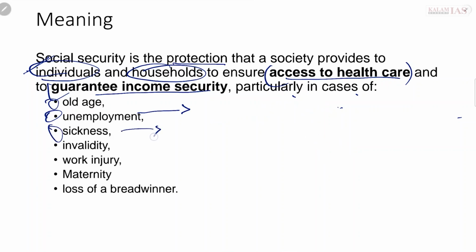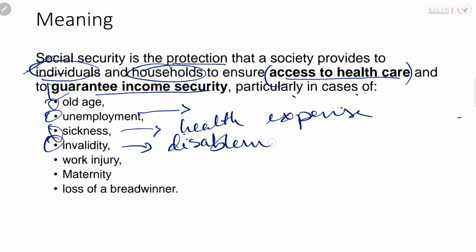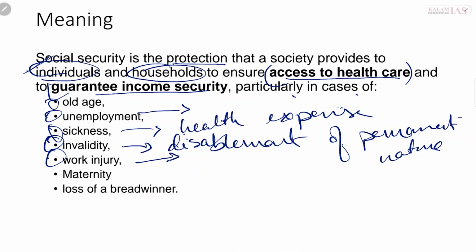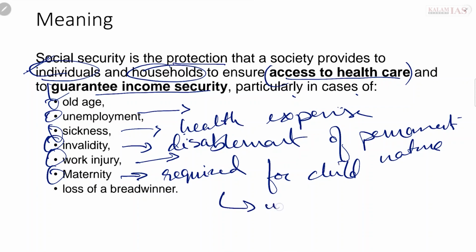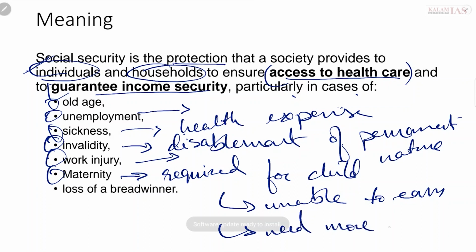In cases of sickness, because the health expenses are too high. In cases of invalidity, invalidity means disablement of permanent form, because now you can't work, especially for the labor class. If you are invalid, then you are unable to get employment anywhere. Why will someone hire you for the full wage? For work injury, for the same reason. For maternity, because you are required to care for a child, therefore unable to earn, and also need more medical access.